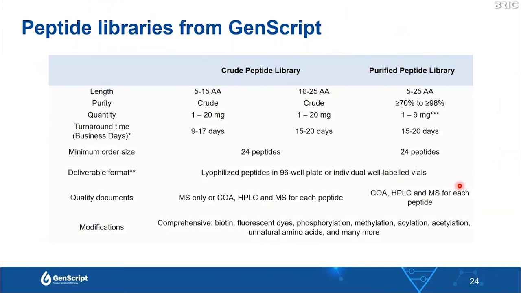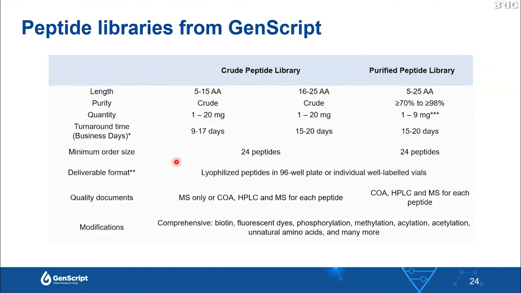So in GenScript, we have different options for the client to generate the peptide libraries depending on the length. We can synthesize crude peptide libraries of a crude purity, depending on the applications that are required. The length that is required, 5 to 25 amino acids, will give a different turnaround time.